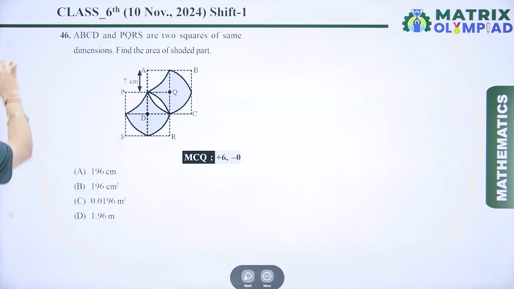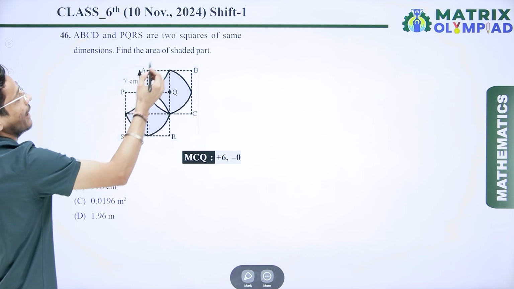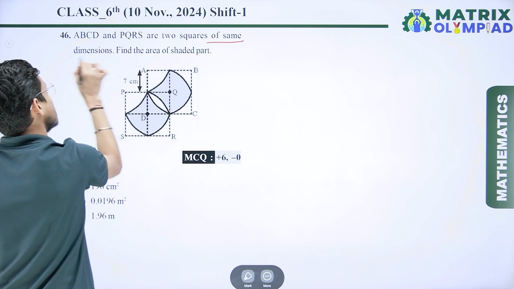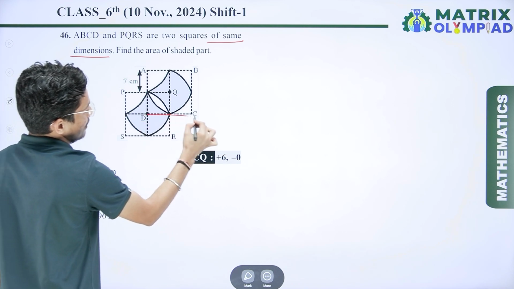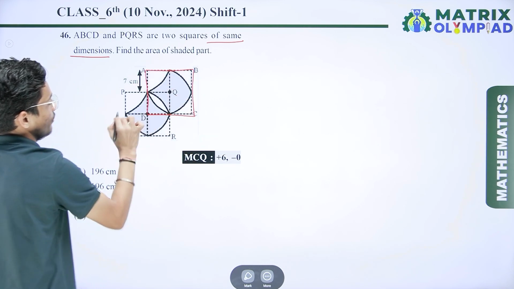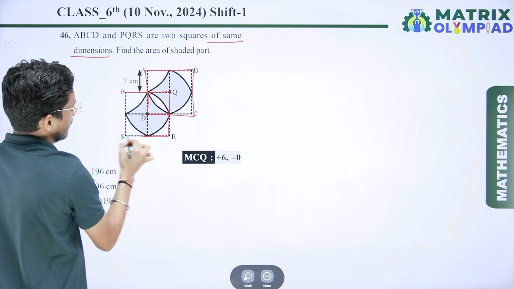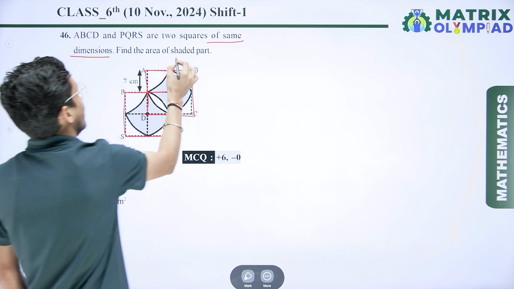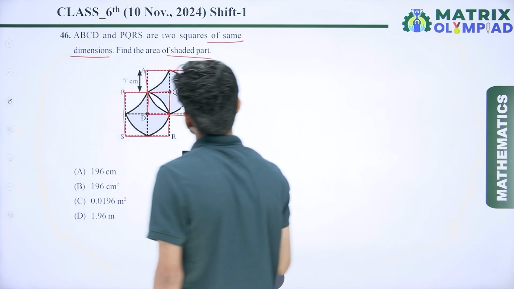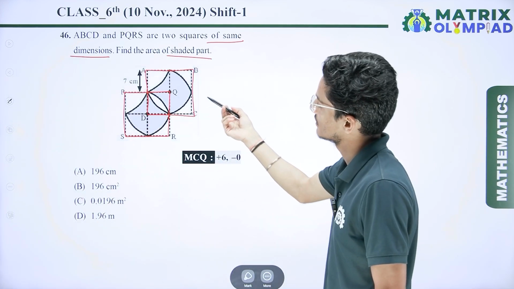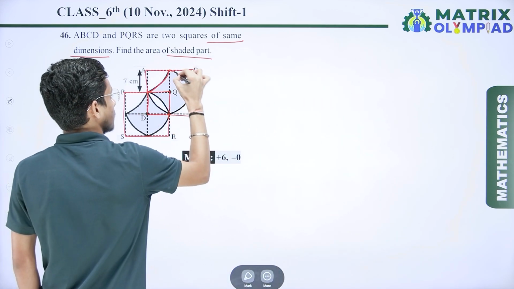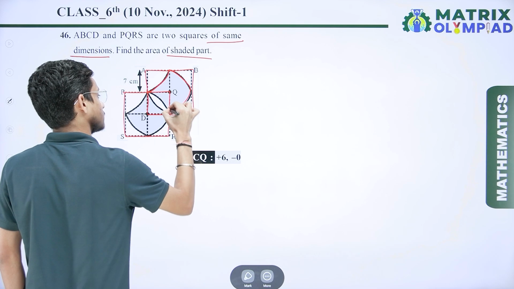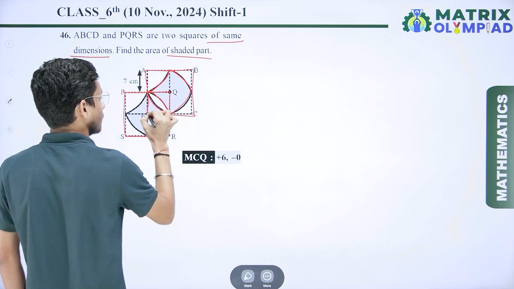Okay, now the next question: ABCD and PQRS are two squares of the same dimensions. Here we have been given square ABCD, and here PQRS. We have to find the area of the shaded part. So where is the shaded part? This one. This is the shaded part.